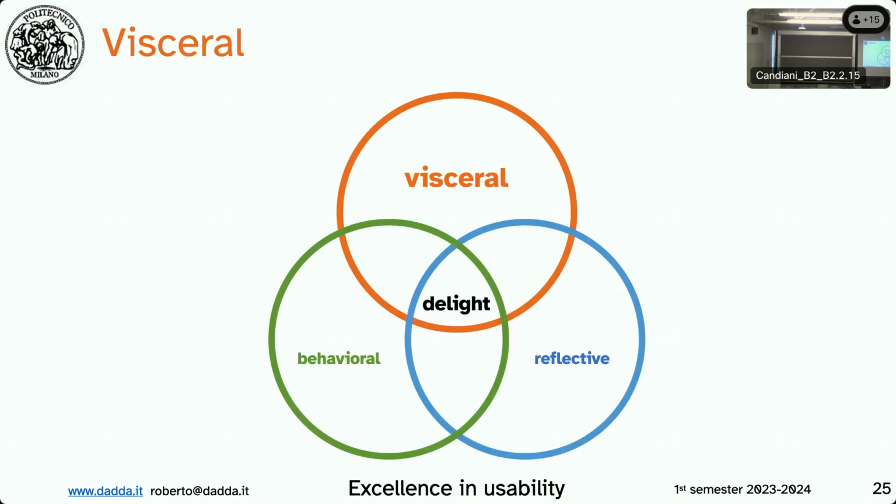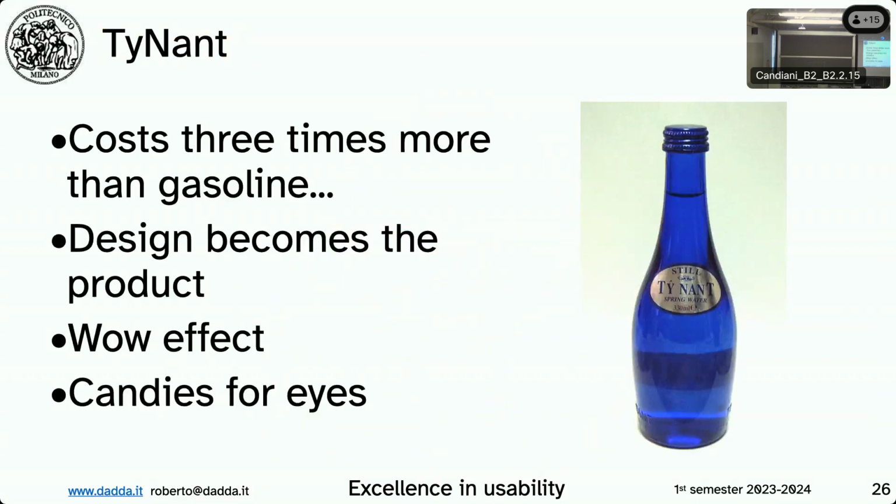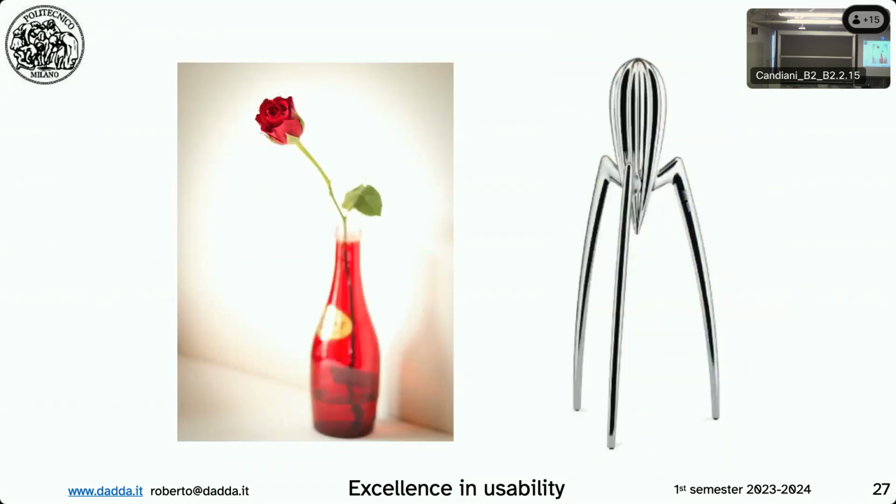So, visceral, behavioral, and reflective, all together make things delightful. So we must work on all of them. Tynant is the water that costs 3 times the gasoline. Design becomes the product, it is the wow effect, you know? You offer something and you put that, oh, wow. And it's sort of candy for the eyes. You know, it's like this. It's exactly the same. You remember we spoke about this juicer. This juicer is extremely expensive. It works very badly, but people like to have it.